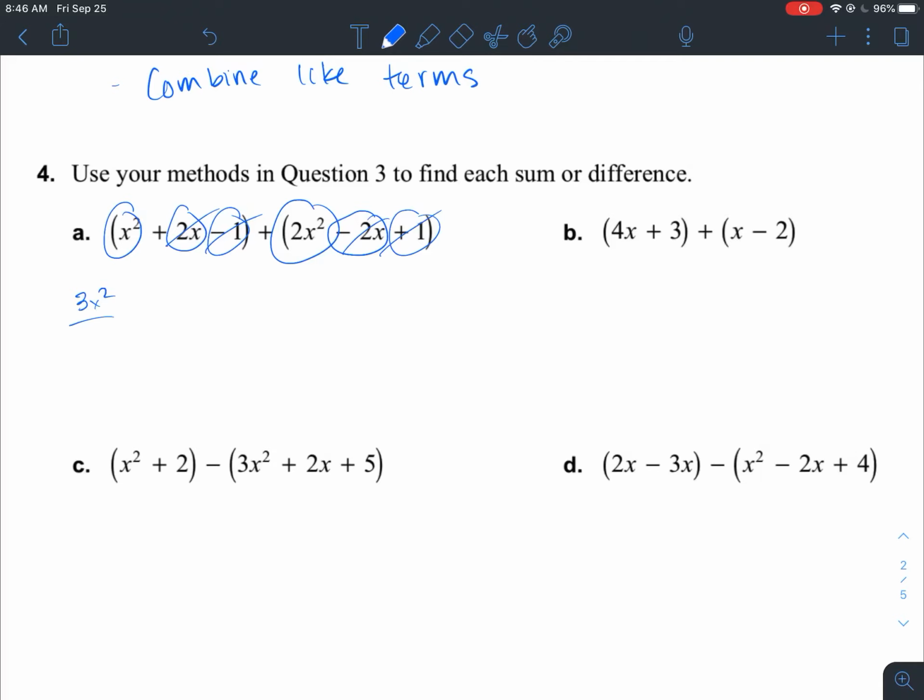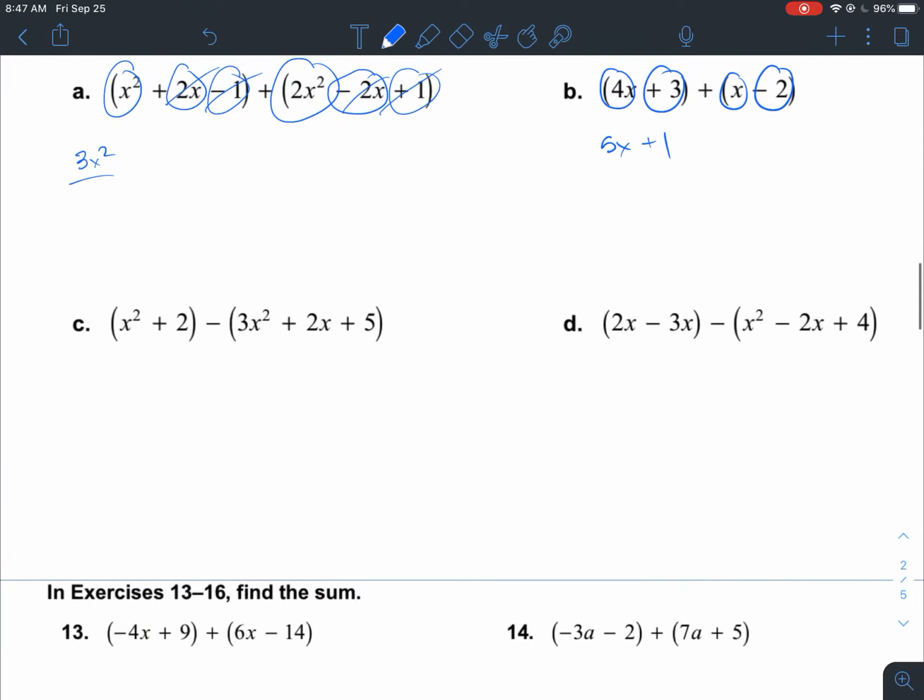Alright, so for B, we have two binomials, and we're just adding them. So we have 4x and x. If we're adding those together, then that's going to be 5x. Then we have 3 and negative 2. That would be plus 1. So we're just combining like terms.